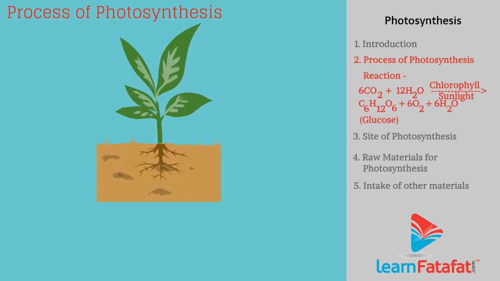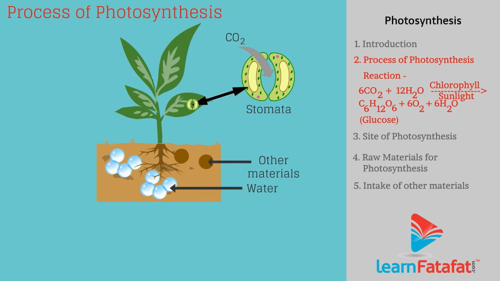Process of photosynthesis. Surface of green leaves has small pores called stomata. Carbon dioxide enters in the leaves through stomata. Roots absorb water and other material from soil and transport it to the leaves and other parts of the plants.